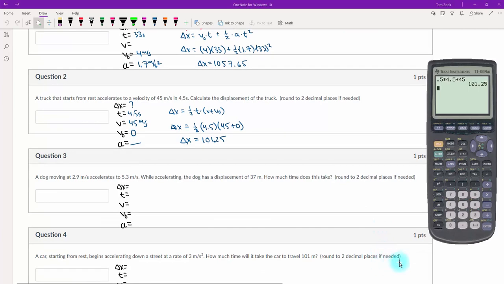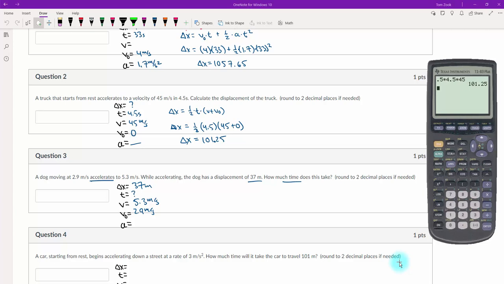It says dog moving at... by the way, pause it, try it yourself. When you think you're ready, go ahead and unpause, we'll see my solution. And go. So a dog moving at 2.9 meters per second accelerates. So it's accelerating after it was already moving at 2.9. That means the final velocity is going to be 5.3, while accelerating has a displacement of 37. And we want to know how much time it takes. So we're looking for the t.